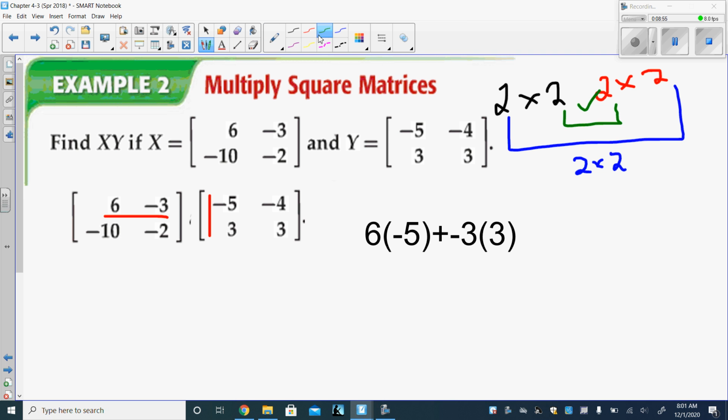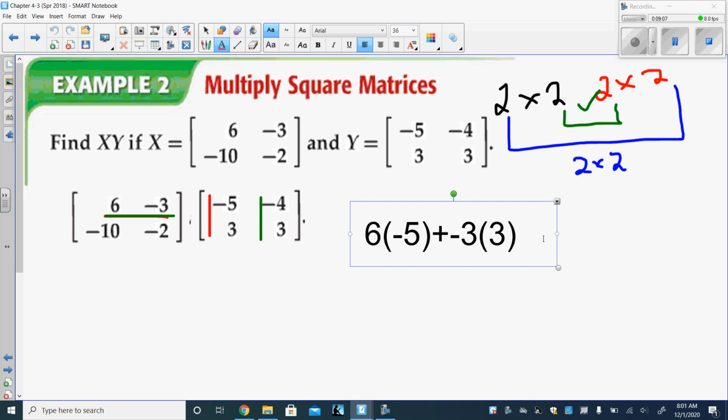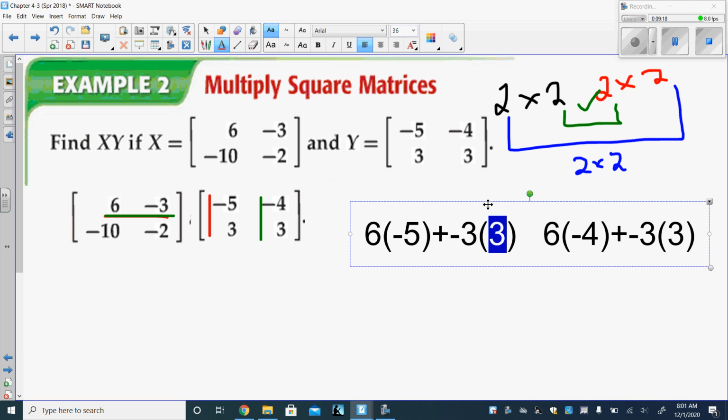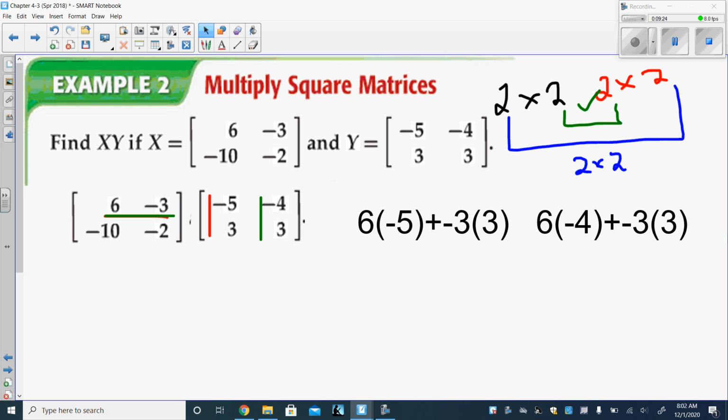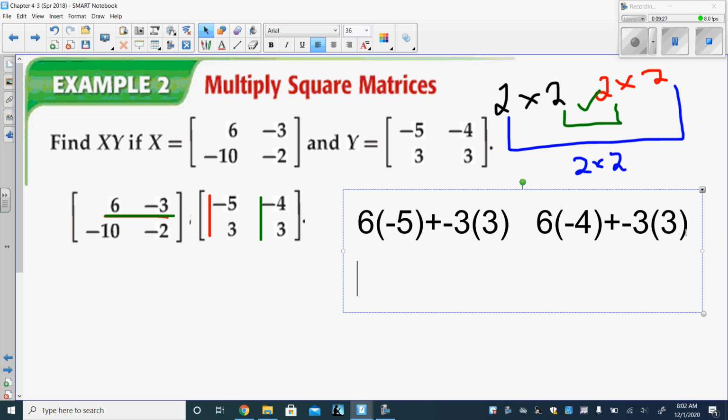Now we're going to do this again. We're going to go over, down to get our second element in the top row. And to get that, we're going to start with 6 times negative 4. And we're going to add to it negative 3 times 3. And we get this here. Okay, so we finished the top row of the first, multiplying through.